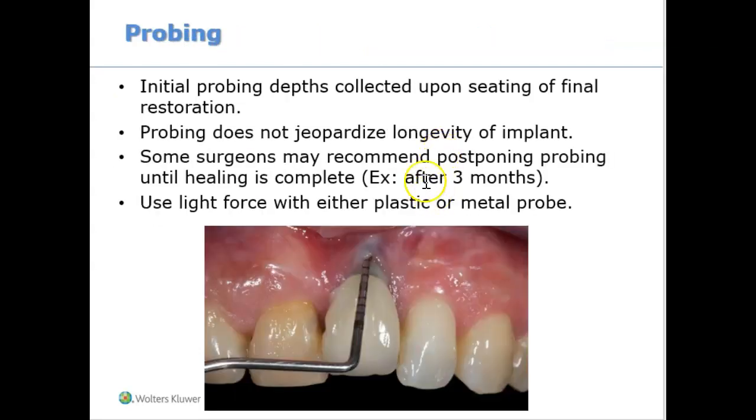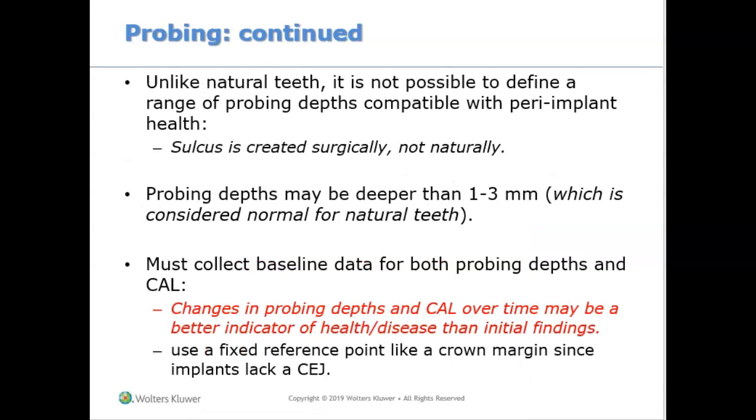So probing we would do, and again, check with your schools, because sometimes schools will not allow probing around implants, so it depends on the school. But what I'm going to go by is the textbook. The textbook says that if you are probing, wait 3 months, until the tissues are completely healed. So after the implant has been inserted, wait 3 months, and then probe, because you don't want to risk bacteria going in and aggravating the tissues. You could use either a plastic probe or a metal probe. Just use light force.